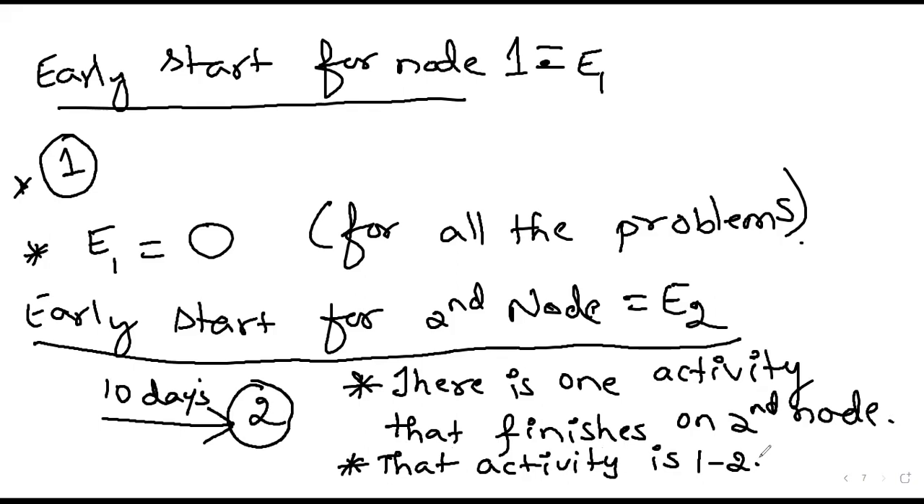Whatever I'm writing on the whiteboard, see that you are writing it in your notes. If you understand how to calculate the early start for this particular node, almost this problem is over. You have to understand how to calculate the early start for one of the nodes. Then you can follow the same steps for all the nodes.